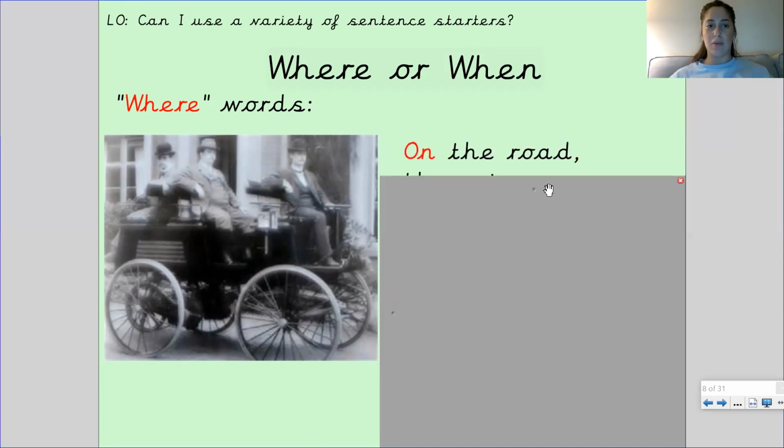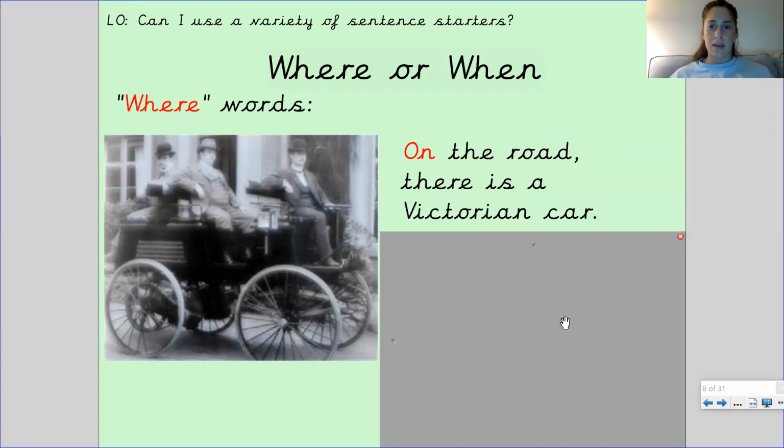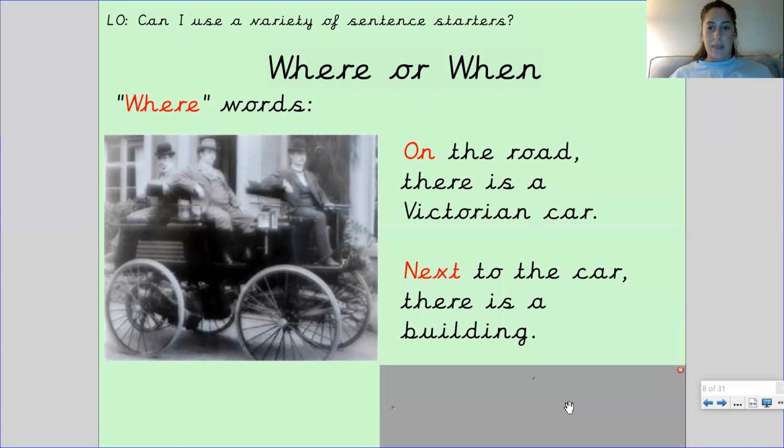Let's look at some examples of sentences that start by telling us where something is happening. On the road, there is a Victorian car. Does that tell us when or where? It tells us where something is happening. On the road, there is a Victorian car. Next to the car, again telling us where, there is a building.